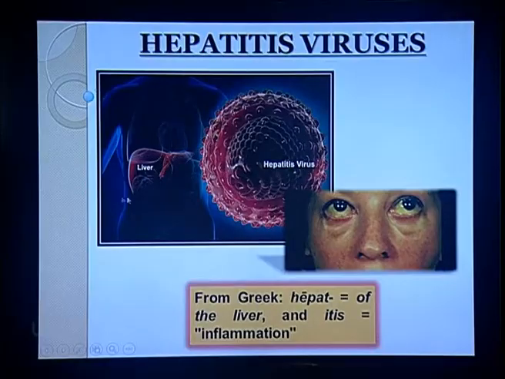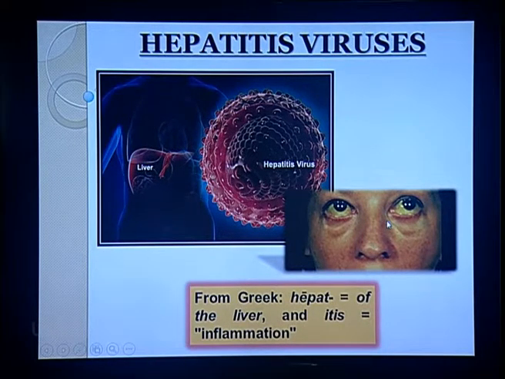Hello everybody. Today my lecture topic is hepatitis viruses. Now, first as you can see, hepatitis infects the liver of the human body, and the chief character of which is the yellowing of the skin as also the yellowing of the eyes, as you can see in this slide.